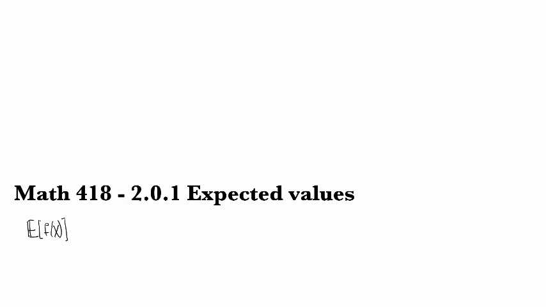So the expected value of a function is the integral of that function with respect to the probability distribution P, where P is describing the probability distribution of the random variable or the random outcome x. So most of the time, this is written as the integral of f of x p of x dx. And this part right here, this is called the probability density.